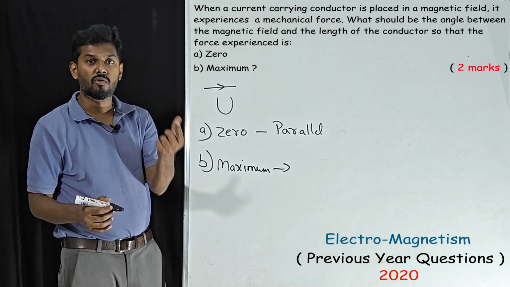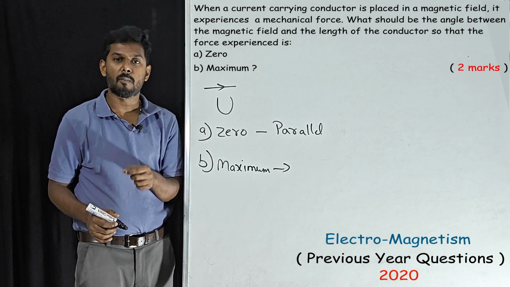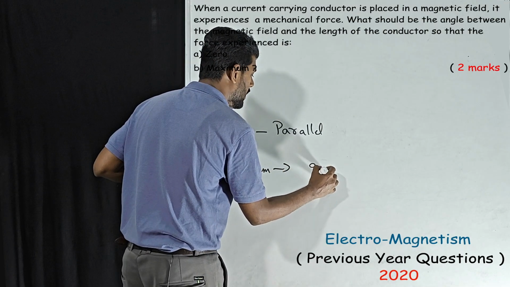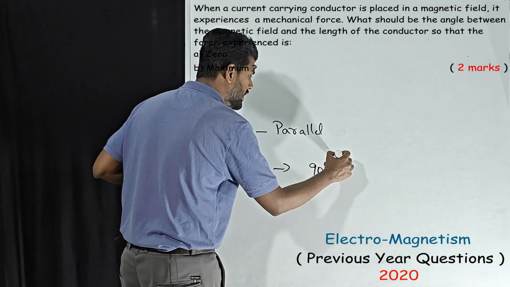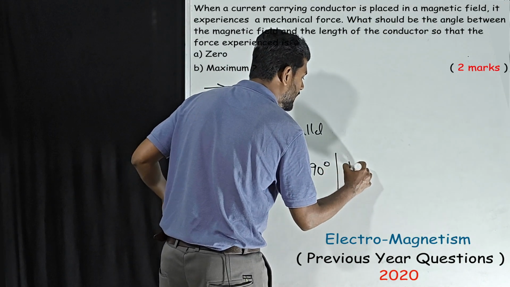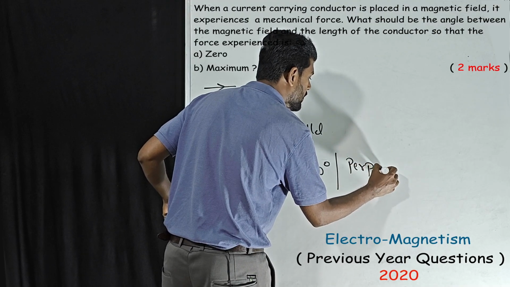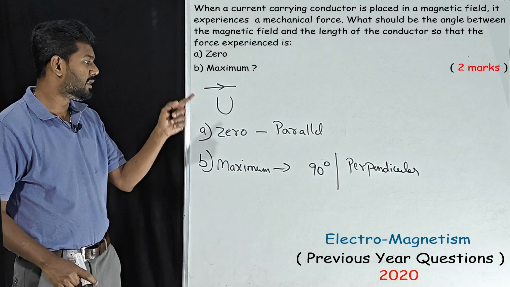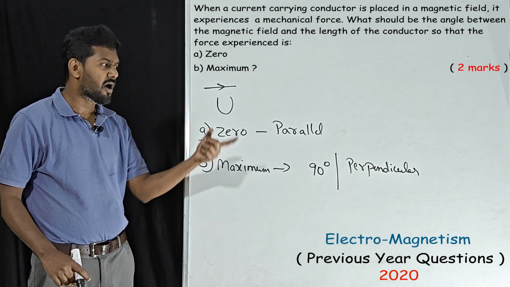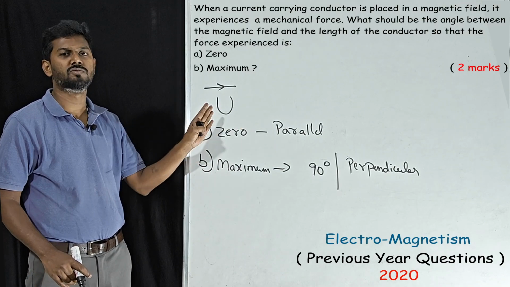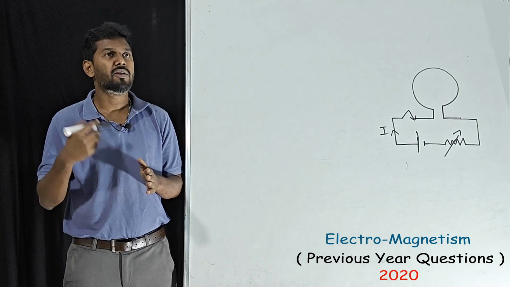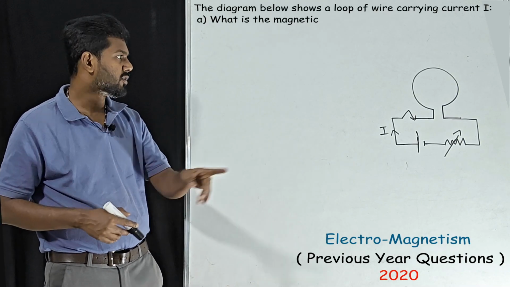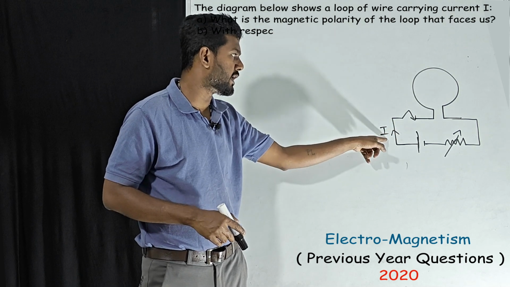The generated force will be maximum when the angle between them is 90 degrees, or you can write it as when they are perpendicular to each other. When they are parallel to each other, the force will be 0. That's it. Our next question: the diagram below shows a loop of wire carrying current I.